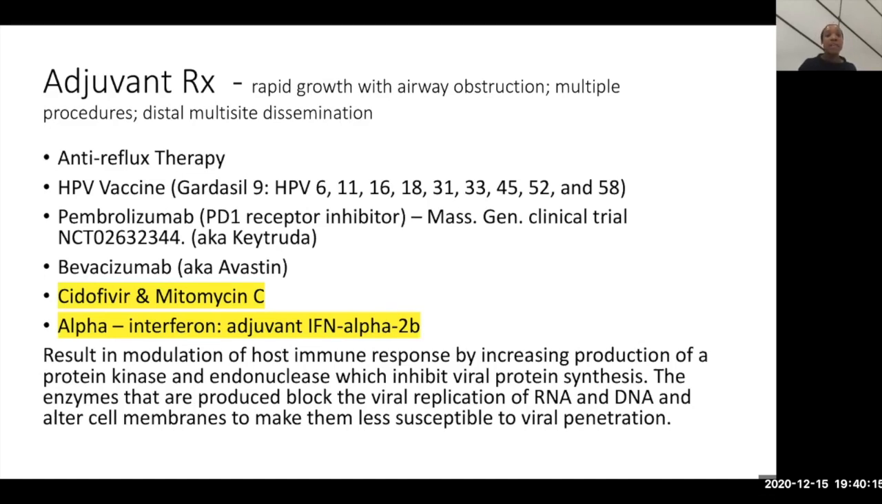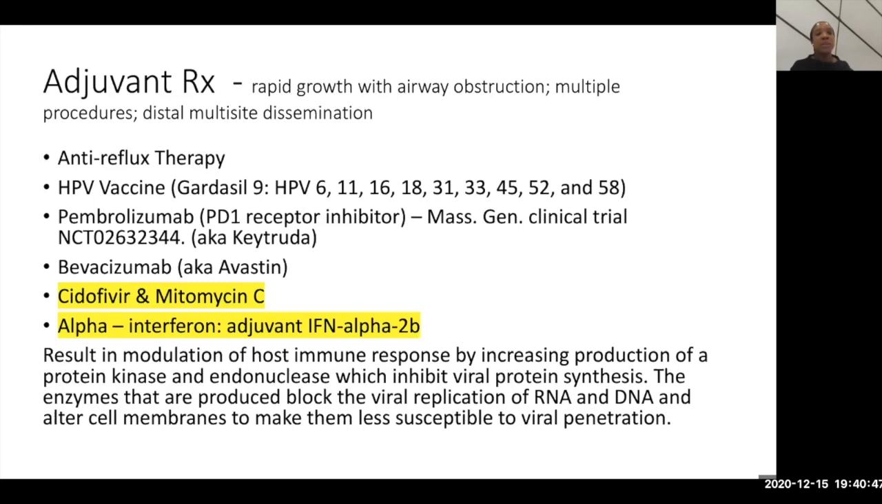And here the indication for adjuvant treatment is in patients with rapid growth with airway obstruction, patients who are attending multiple procedures. People have talked about more than 4 procedures a year, for example, but you have to make sure that in some situations this will be decided on a case-by-case basis, depending on the comorbidities of the patient. And of course, patients who have distal multi-site dissemination. The minute you see that, you really need to be speaking about adjuvant treatment.